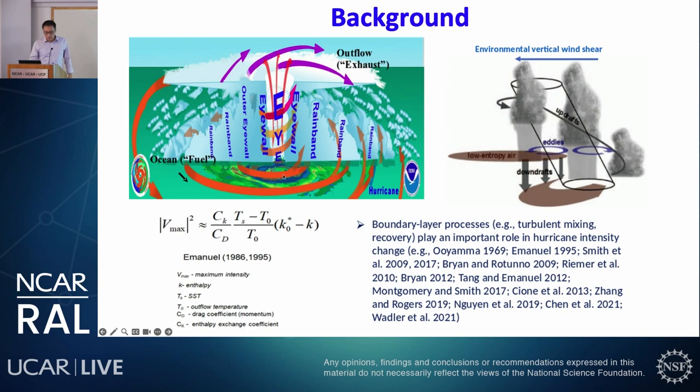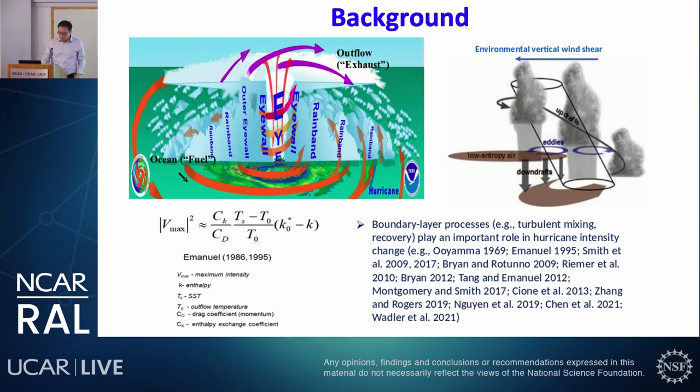Here, the equation I'm taking from Professor Kerry Emanuel's paper. This is the famous MPI theory, maximum potential intensity theory. Basically the square of the maximum intensity is related to CK over CD. CK and CD are the exchange coefficients for enthalpy and momentum transfer respectively. And TS here is the sea surface temperature.